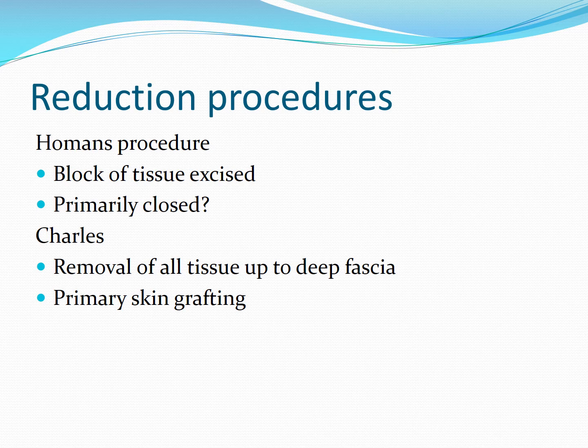The outcome is temporarily good, but unless you maintain external pressure, they might go back to the previous stage. Here wound healing is a problem. In Charles' procedure, you remove all the tissues up to the deep fascia, that is skin and subcutaneous tissue, and then you do a primary skin graft onto the deep fascia. Theoretically, you remove all the lymphatics, but again the outcome is not very satisfactory.